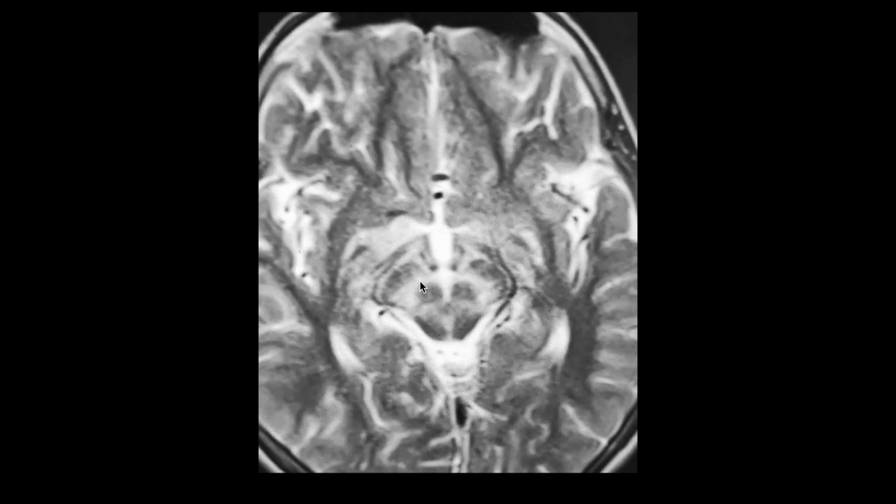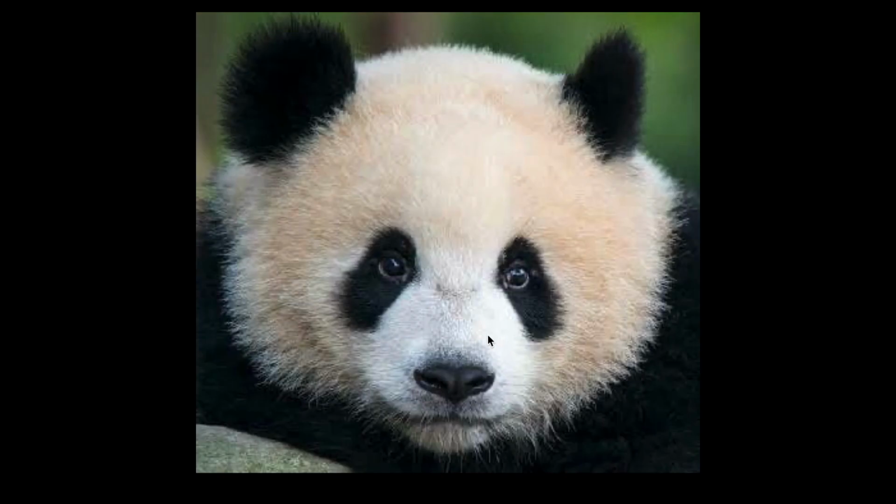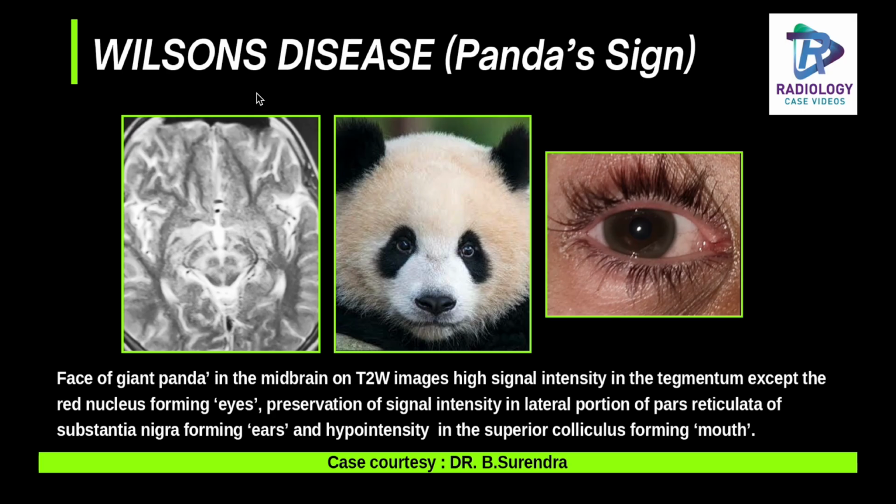Last flashcard. Here you can see T2 weighted imaging showing a hyperintense substantia nigra with T2 hypointense pars reticulata, which is paired, and the red nucleus is also paired. This patient also had a classical KF ring. So this is a case of Wilson's disease with panda sign, also called face of the giant panda sign. This is nothing but high signal intensity in the tegmentum except in the red nucleus. There will also be preservation of signal intensity in the lateral portions of the pars reticulata, forming the ears, and hypointensity in the superior colliculus forms the mouth.